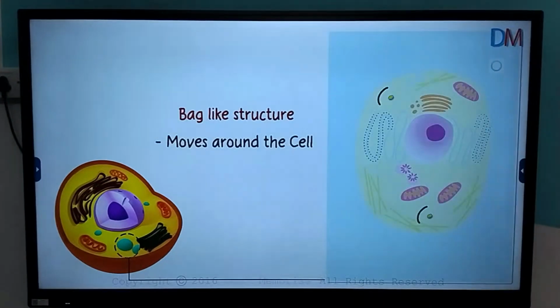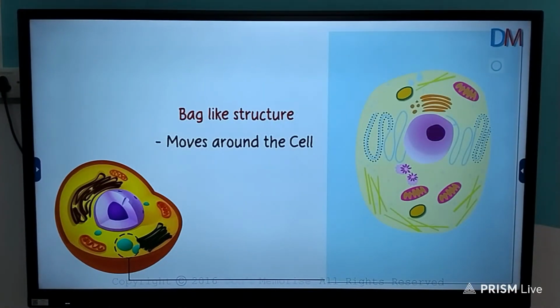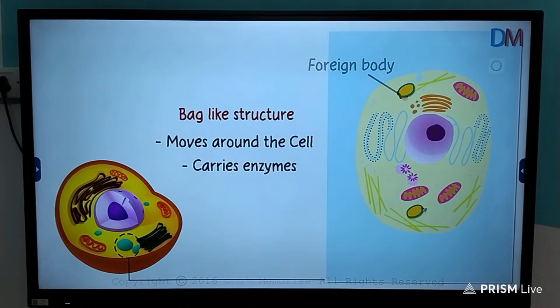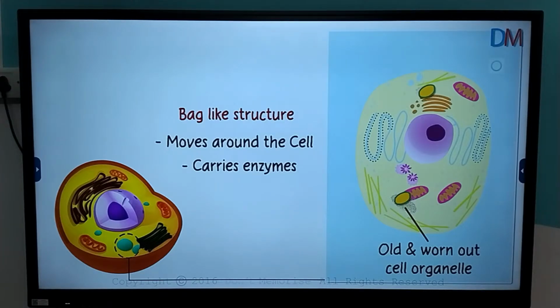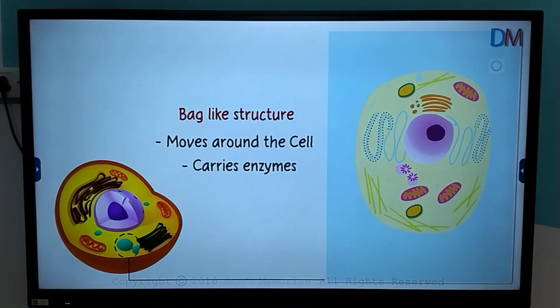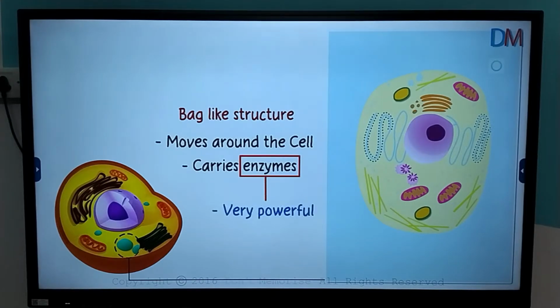Imagine the lysosome to be a bag that moves around the cell, carrying enzymes within its body. Whenever it comes across a foreign body or a bacteria, it will engulf it and digest it. It also digests the old and worn out cell organelles and thus gets rid of the waste material in the cell. Doesn't it sound weird? How is it possible to digest this waste? The enzymes in the lysosomes are very powerful and can digest all organic matter.